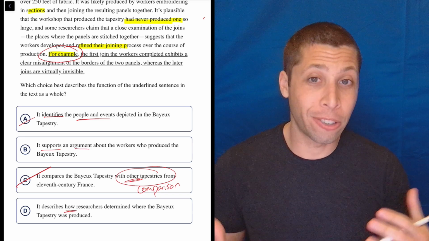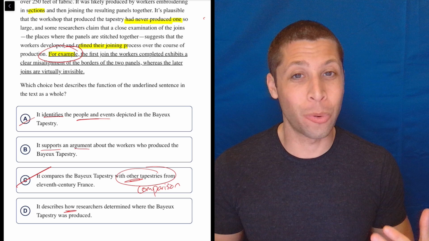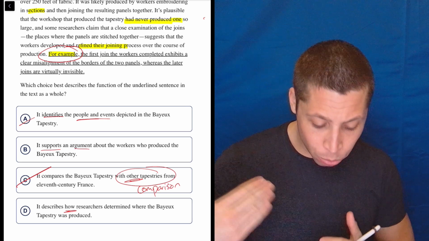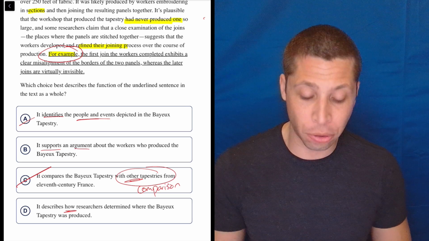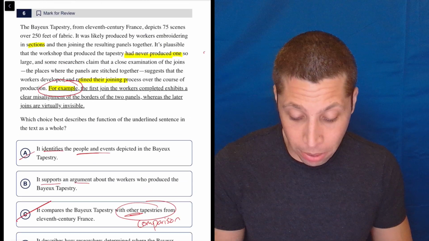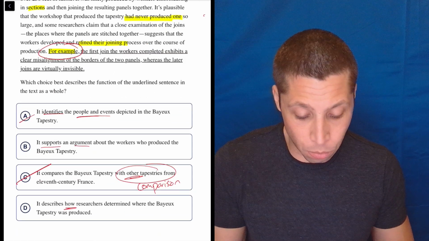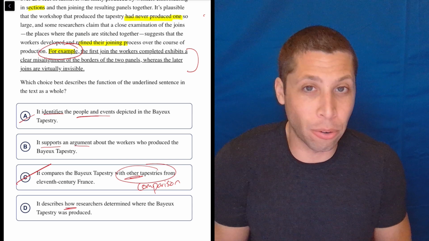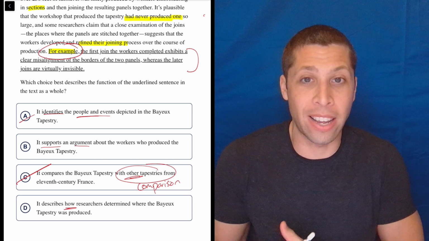D, it describes how researchers determined where the Bayeux Tapestry was produced. Well, I love, again, turning choices into questions. How is a question word, so it's very easy to do that here. How did researchers determine where the tapestry was produced? I don't know. I mean, it says Bayeux, but I don't even know. This has nothing to do with that. I don't know how they knew it was there. They just said it earlier on.